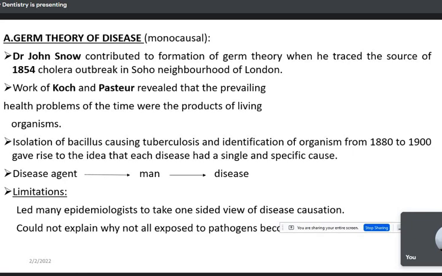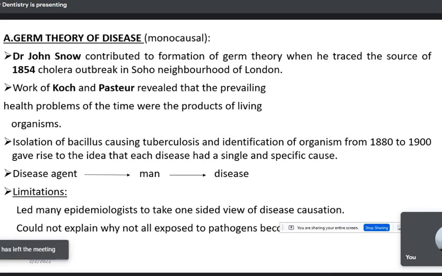So he found that the hand pump water might be the cause of cholera. When he examined the water of that hand pump, Vibrio cholerae, the causative agent of cholera, was found. That is how he contributed to the germ theory. Germ theory means it is monocausal. Monocausal means there are only two things: the disease agent and the human being.